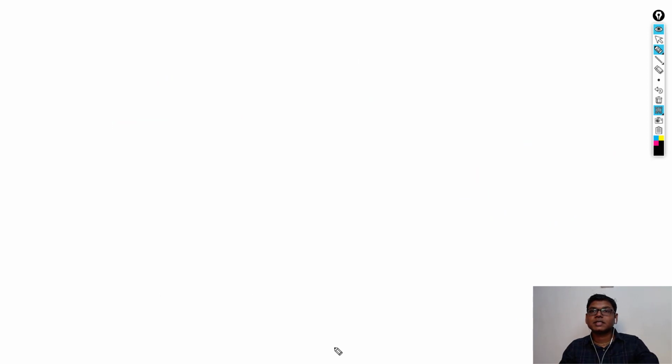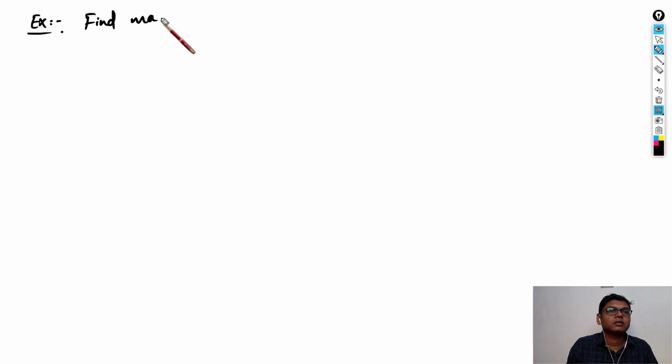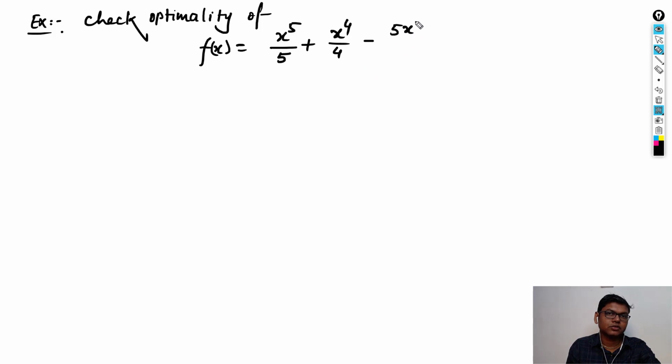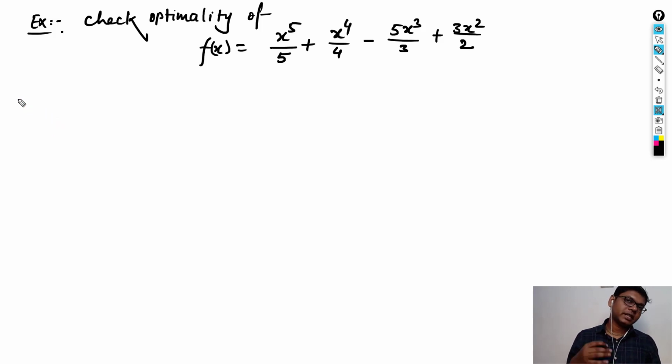So let's see one problem, one example. Find maxima or minima, or just check optimality, that is better, so just remove this one and write the question as: check optimality of f x is equal to x to the power 5 by 5 plus x to the power 4 by 4 minus 5x cube by 3 plus 3x square by 2. This is the problem. So first you have to check both necessary condition and sufficient condition.